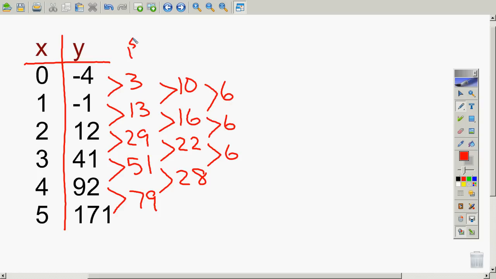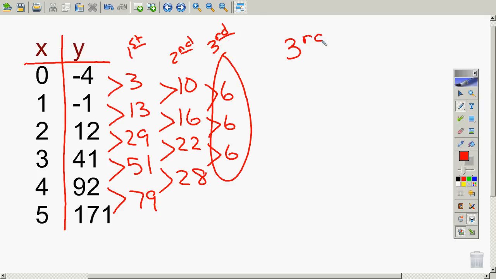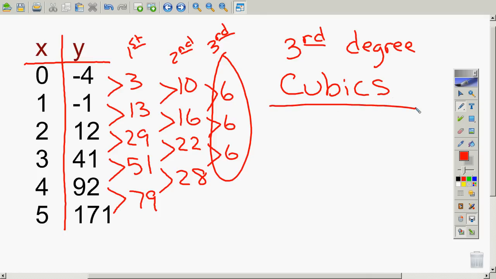This is the first difference. This is the second. It doesn't look like it's the same until we get to the third. So this is a third degree polynomial. And we call third degree polynomials cubics. Cubics. Now that we know it's a cubic, we can get the function by using regression.